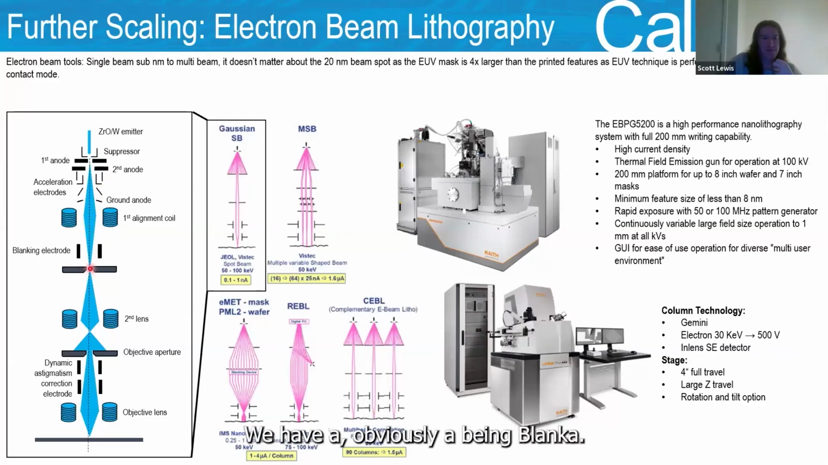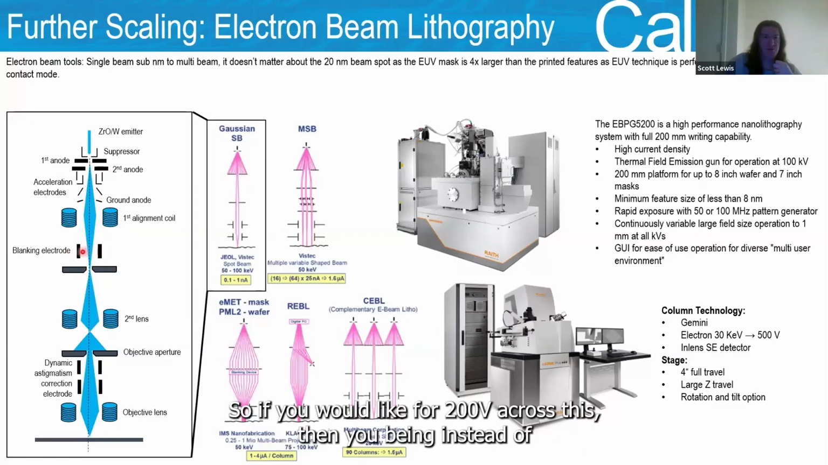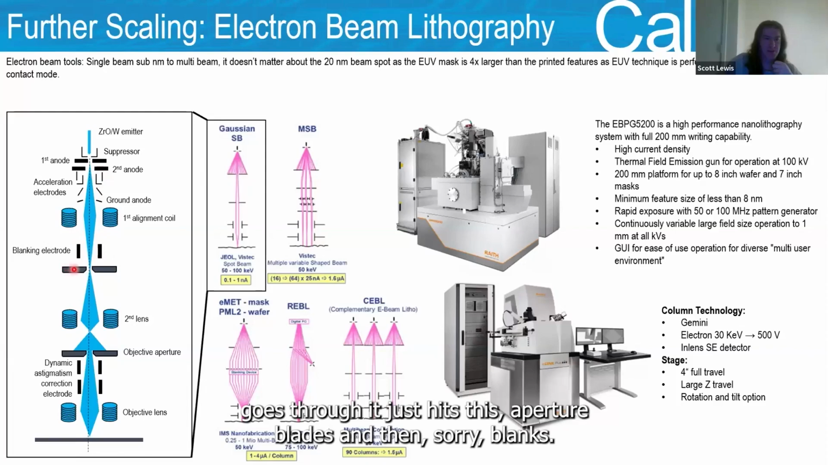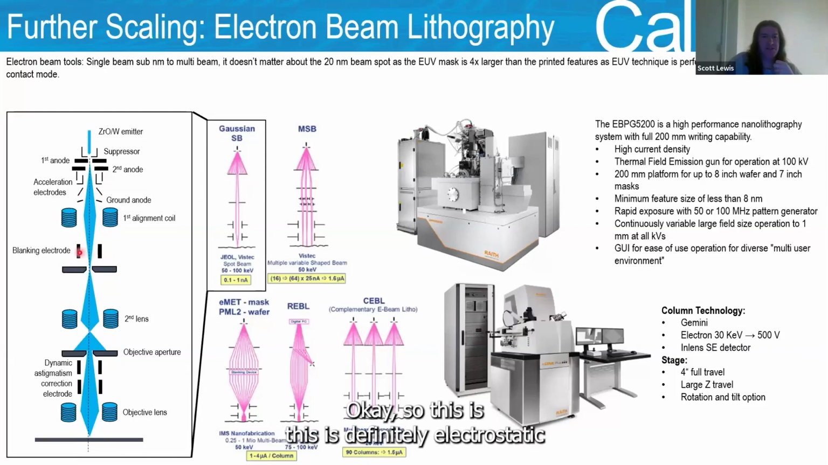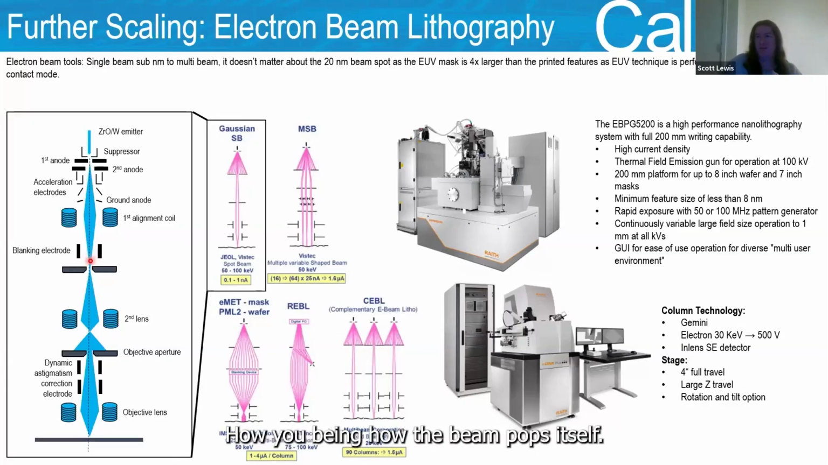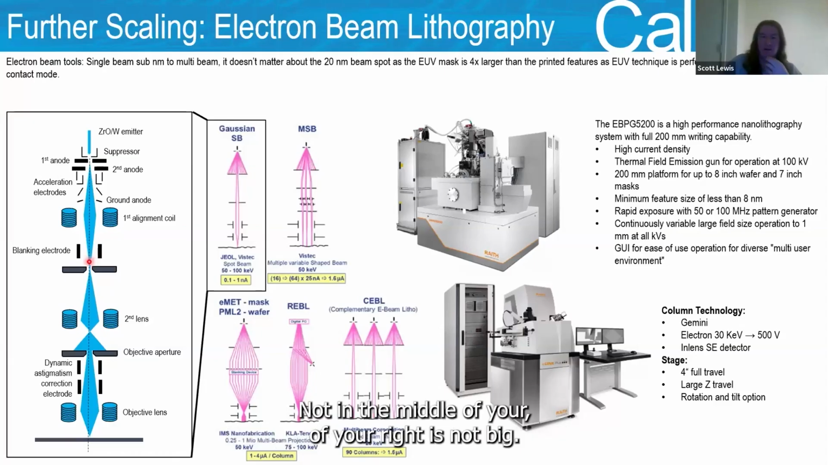We obviously have a beam blanker. If you put 200 volts across this, then your beam, instead of going through, just hits the aperture plate, and that's how it blanks. Okay, so this is definitely electrostatic because you want it to happen really quickly. This is when you write your patterns with, say, Beamer or Alfie Quantum, depending on what camp you're in. Essentially, this is how the beam parks itself, not in the middle of your write, because that would not be very good.